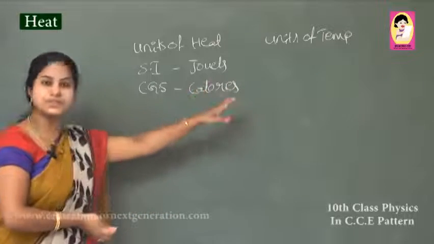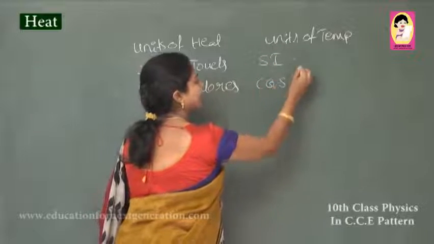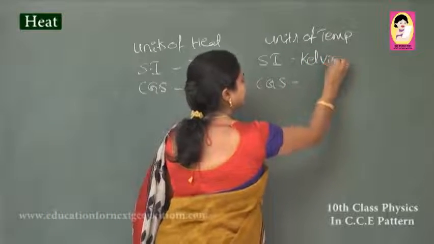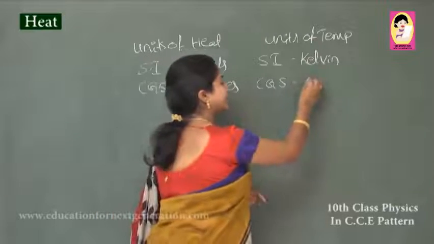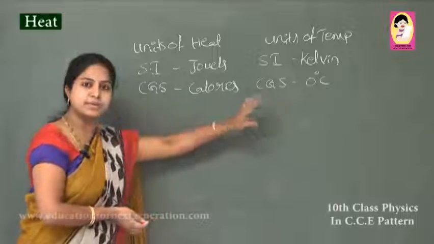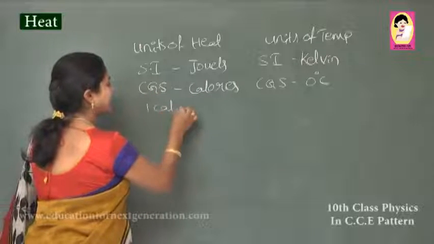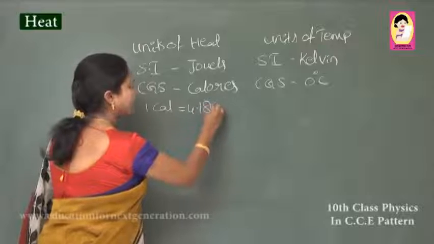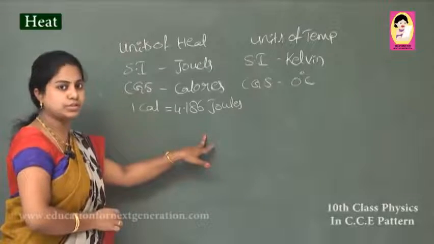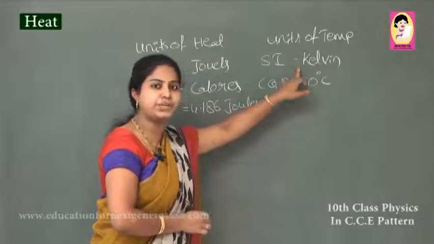In the same way, units of temperature also have SI units and CGS units. The SI unit of temperature is Kelvin. The CGS unit of temperature is degree Celsius, which we generally observe in thermometers. Next, calories. 1 calorie is equal to 4.186 joules. That is the conversion of calories into joules. In the similar way, kelvins can be converted into degree Celsius, and degree Celsius can be converted into kelvins.